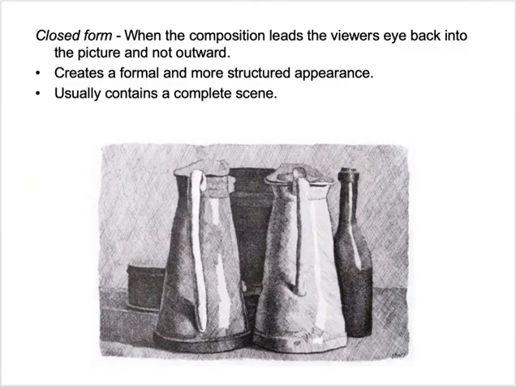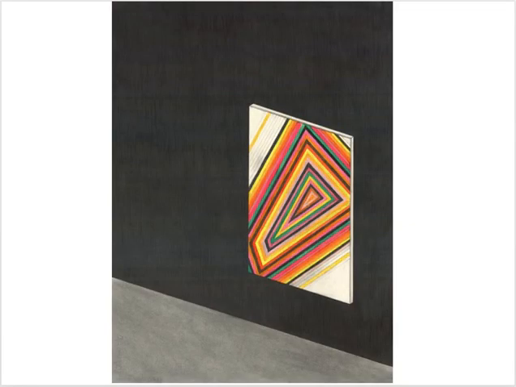A closed form composition can have a different effect. Closed form composition is when the viewer's eye is led back into the picture and not outward as much. It creates a formal and more structured appearance, potentially, of course, not necessarily, but you have a little bit more potential for that. And it usually contains what you might call a complete scene, right? We're not so much wondering, hey, what's over here, just out of the picture's edge. We're like, I think I get what's happening here, and I'm content sort of using all this information to create my story, right?